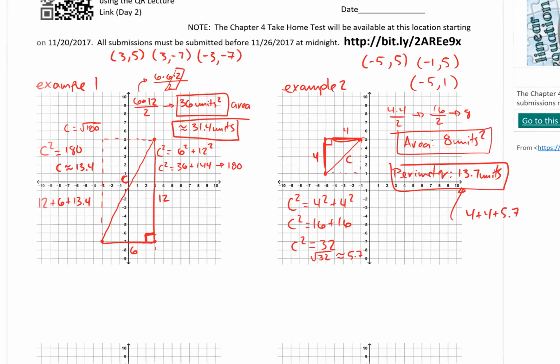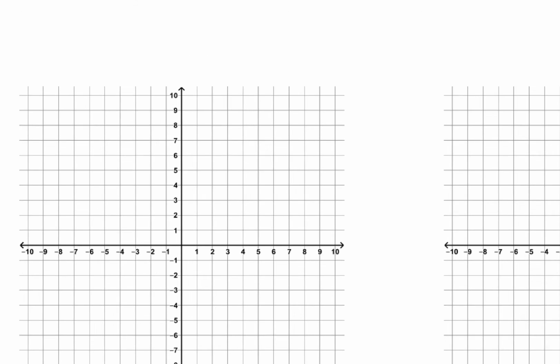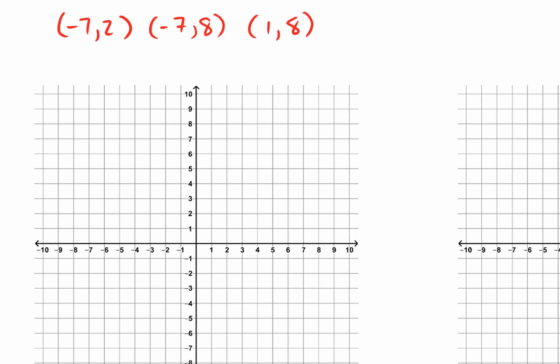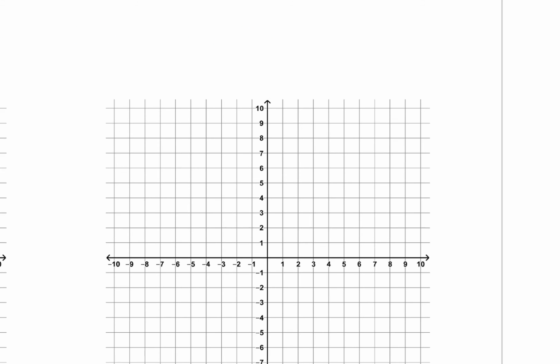Okay, so the two that I want you to do on your own or independently, or you can consult and work with your groups, of course. And I'm just going to list the coordinates here. So the coordinates are at -7, 2 and -7, 8, and the other one is at 1, 8. So go ahead and do that here. Again, what's the perimeter? What's the area of that polygon? And then one more, which is a little bit more complex, and I hope you do work together on this.